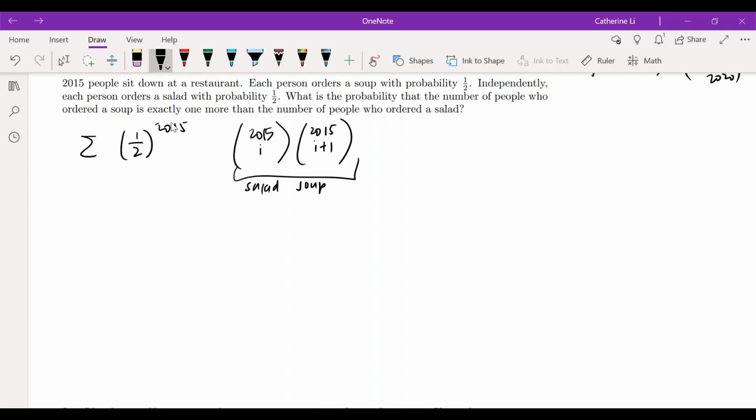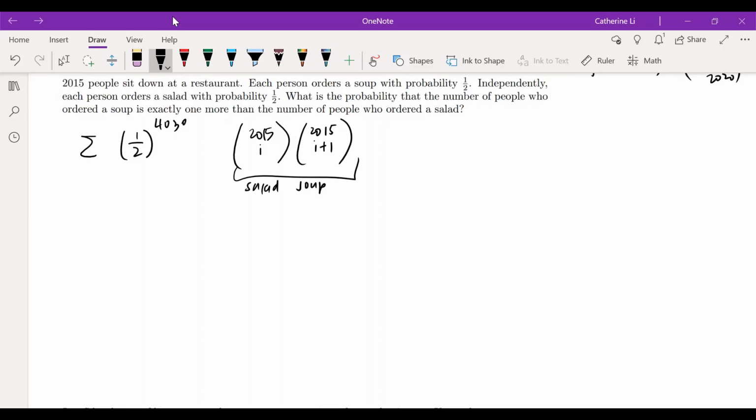1/2 to the 20. This is still not right. 4030, because, okay, sorry about that. Each person has two choices. So 2 choices they have to make, which means 4 equal possibilities total. So 1/4 to the 2015 or 1/2 to the 4030. Okay, now that we have that out of the way.